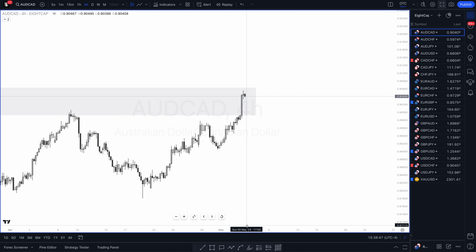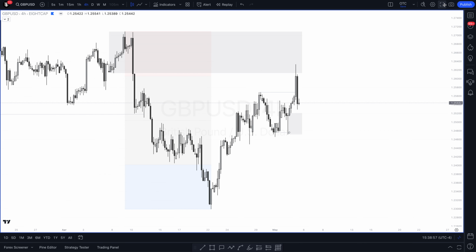Basically, all I really have are just very few pairs, really three: the pound, USD, franc, and gold. So right away, we'll get started with the pound here.